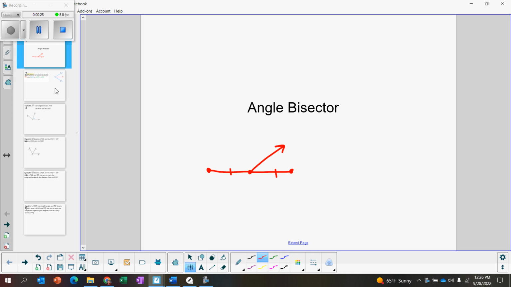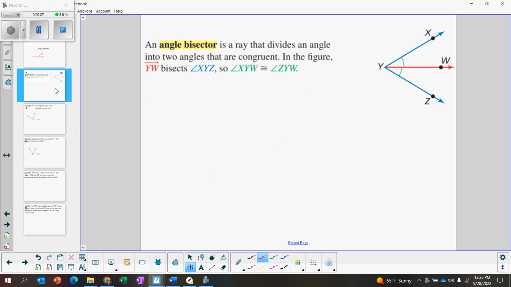So today we're going to talk about the angle bisector, and that's a ray that divides an angle into two angles that are congruent. So in our picture here, angle XYZ has been bisected by ray YW, making the two smaller angles inside congruent to each other.